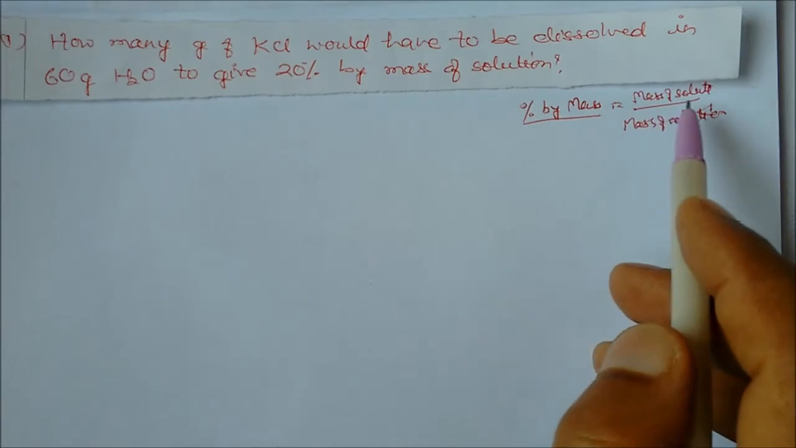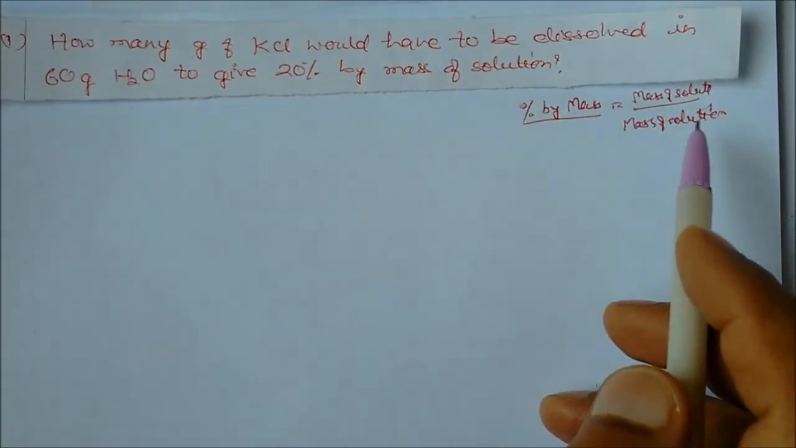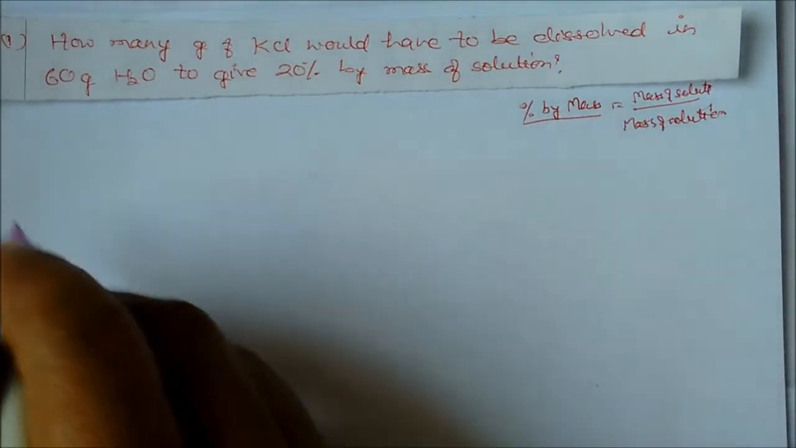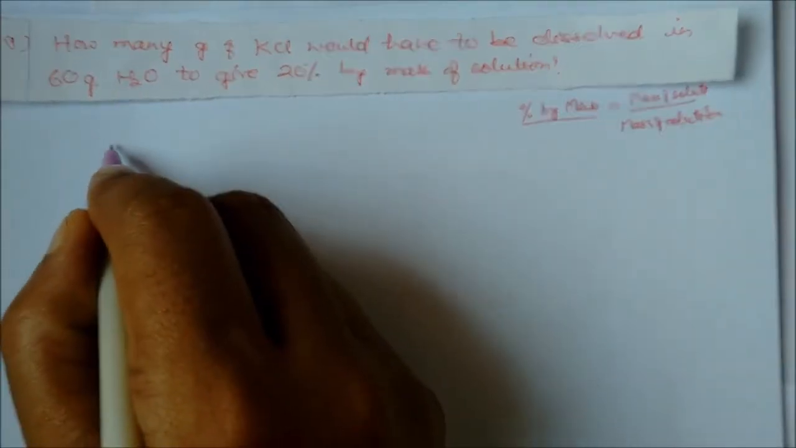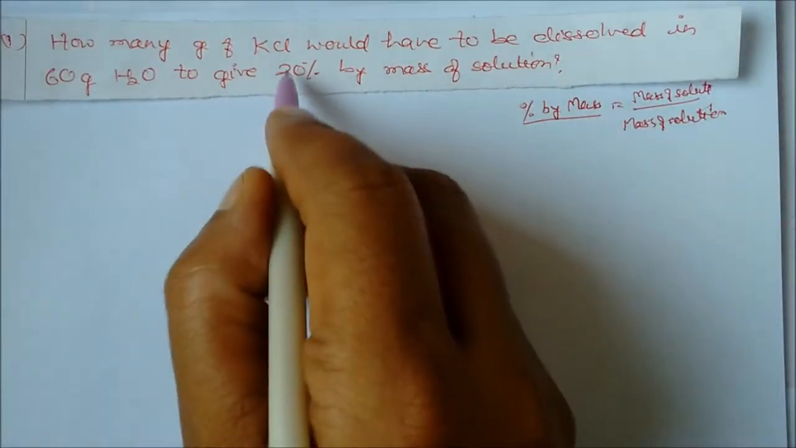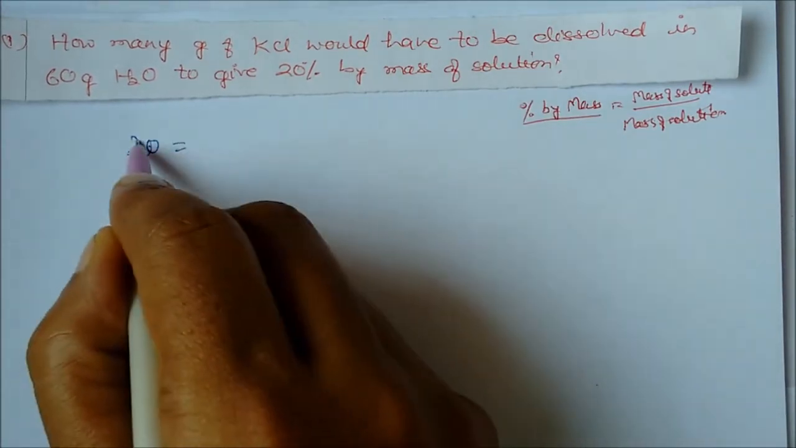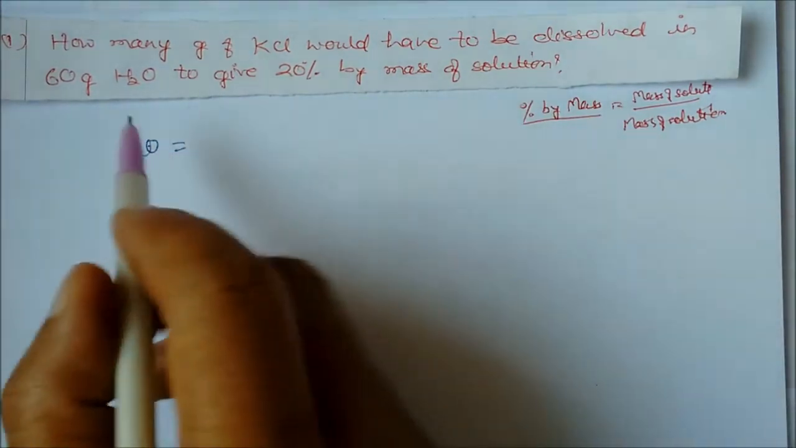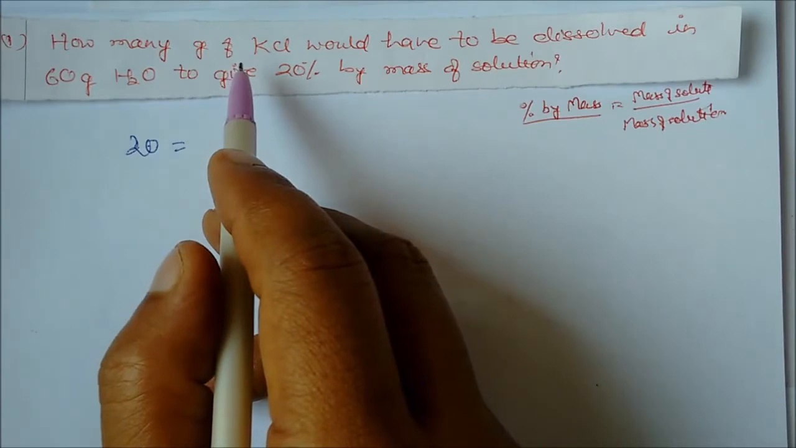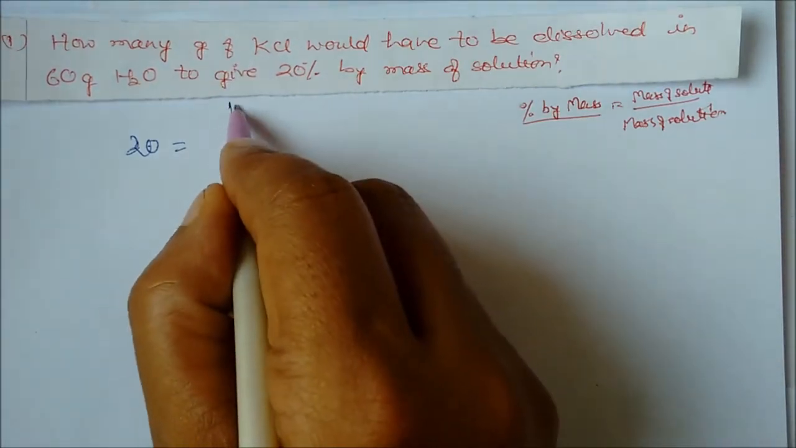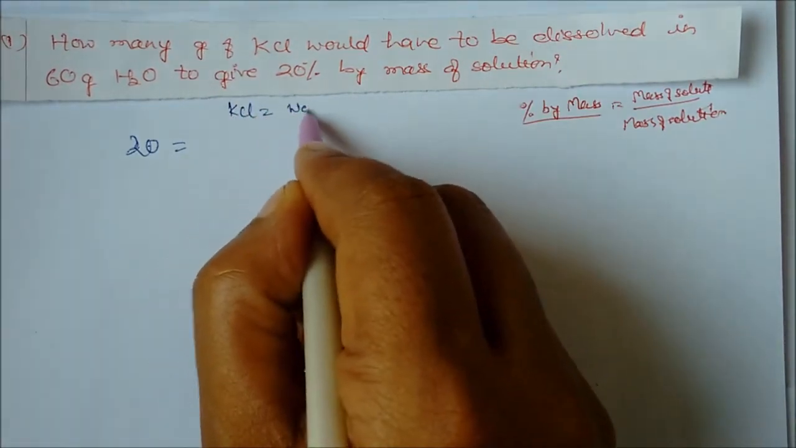We know that it is the mass of solute divided by the mass of solution. So we will find it using this formula. 20 is the mass percent they have given, so right here 20 is equal to the mass of the solute. For the solute, they are asking how many grams of KCl, so let us take KCl as W grams.